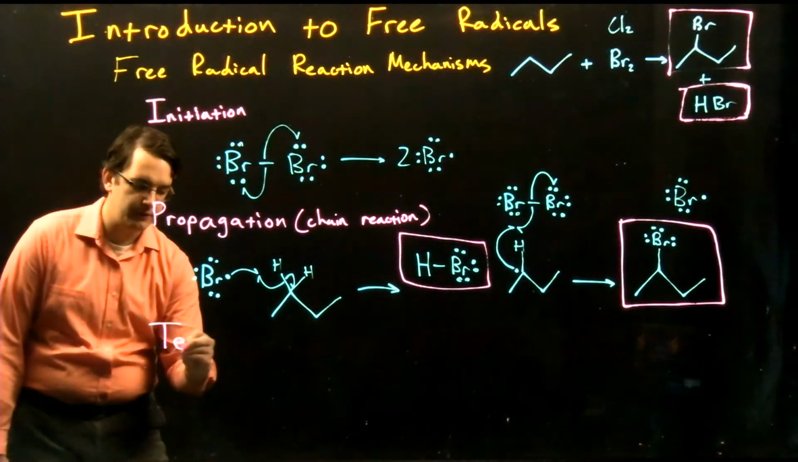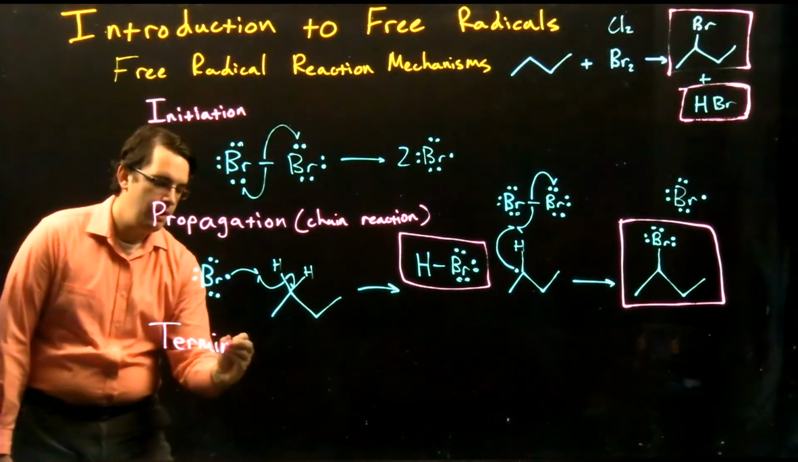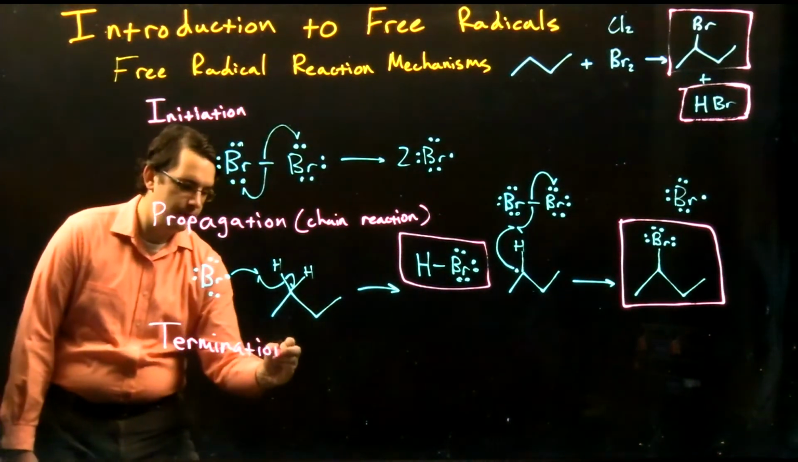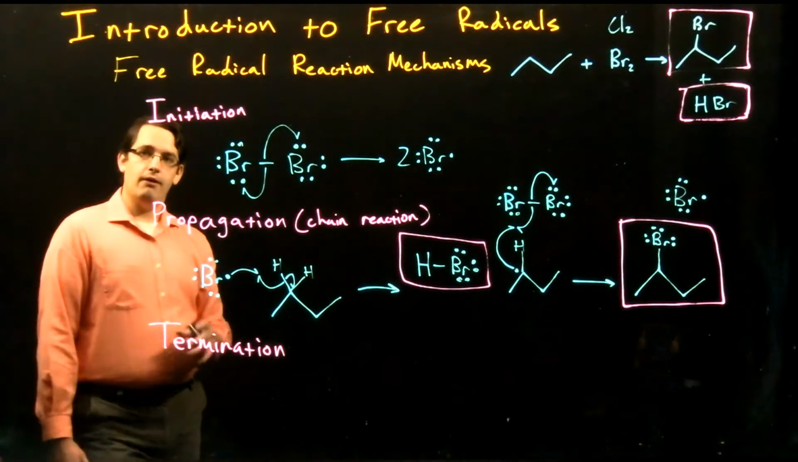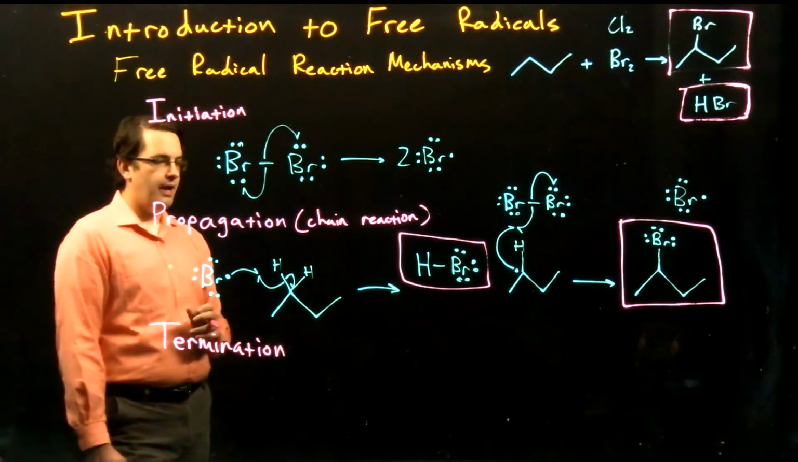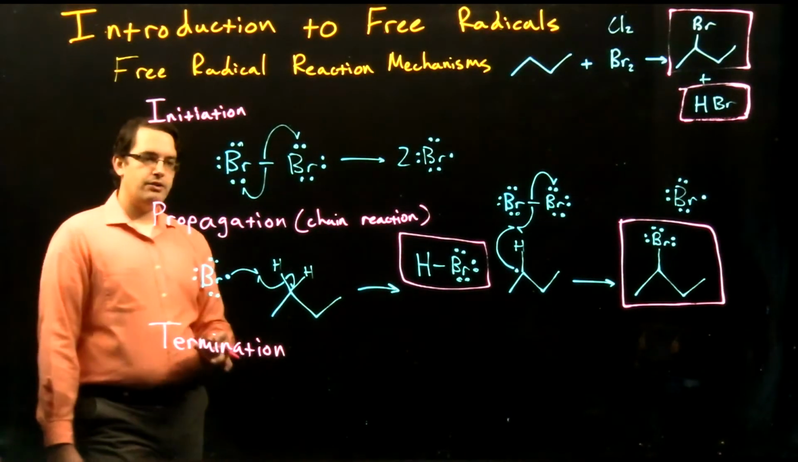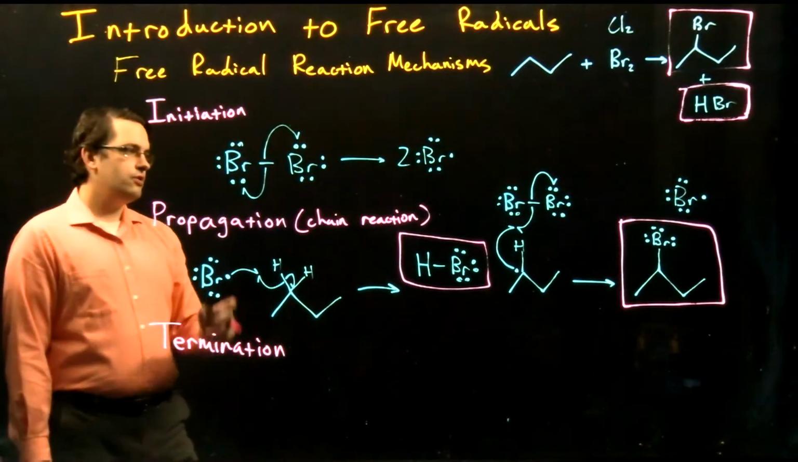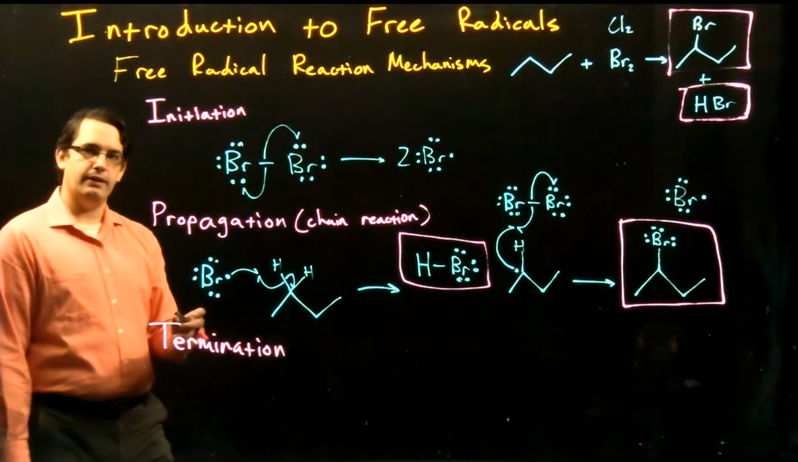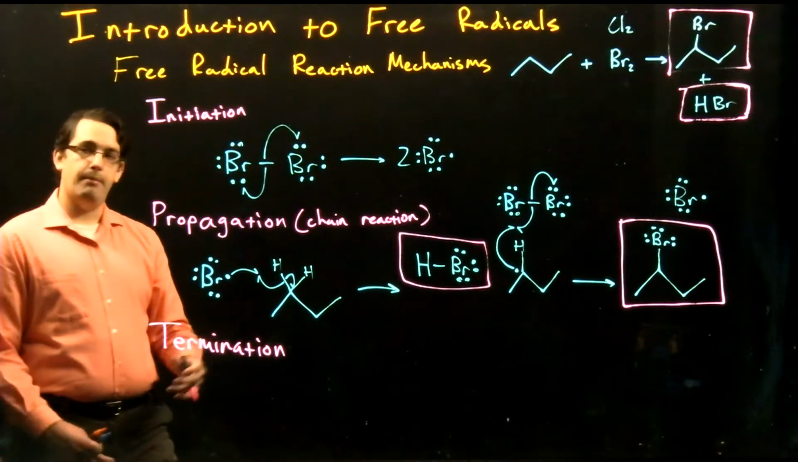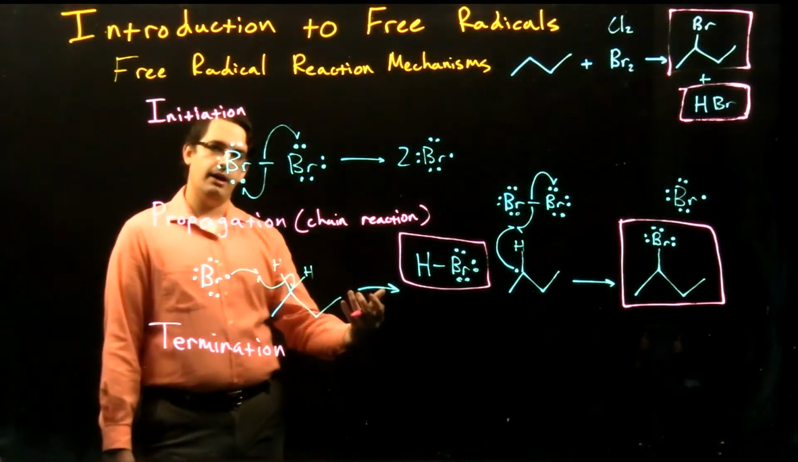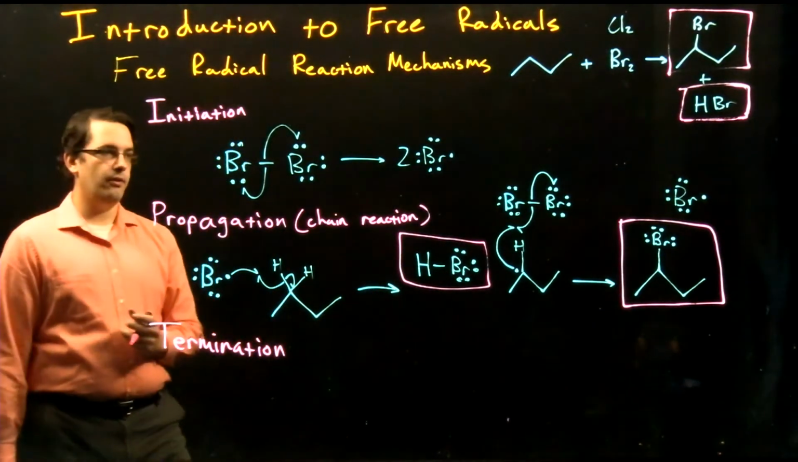But the other way to stop this reaction is through a termination event. So termination is the third and final stage of our free radical reactions. A termination event will always involve 2 free radicals running together. So they'll combine together and form one product that is not a free radical.